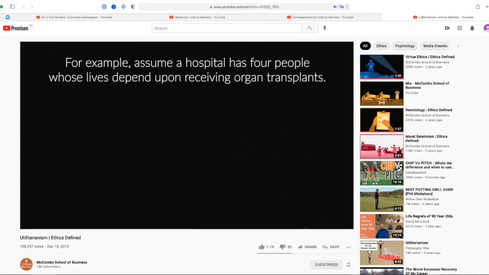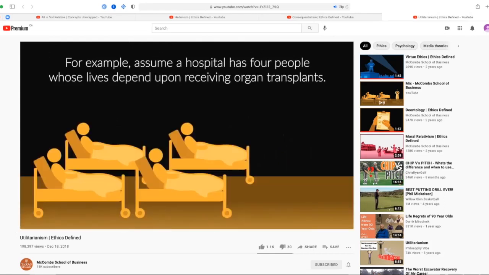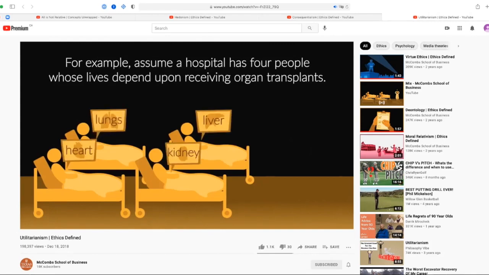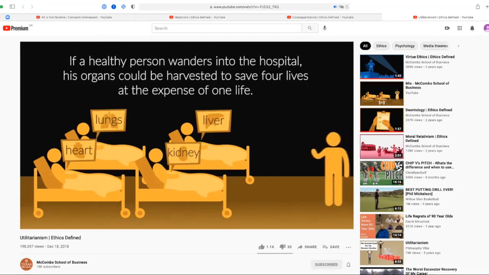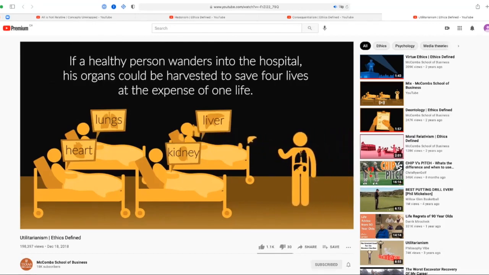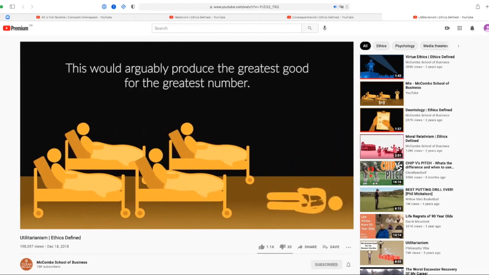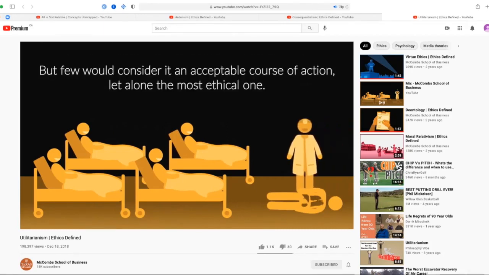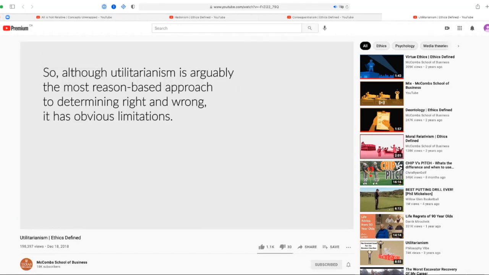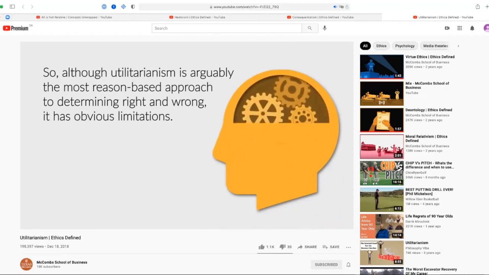For example, assume a hospital has 4 people whose lives depend upon receiving organ transplants: a heart, lungs, a kidney, and a liver. If a healthy person wanders into the hospital, his organs could be harvested to save 4 lives at the expense of 1 life. This would arguably produce the greatest good for the greatest number, but few would consider it an acceptable course of action, let alone the most ethical one. So, although utilitarianism is arguably the most reason-based approach to determining right and wrong, it has obvious limitations.